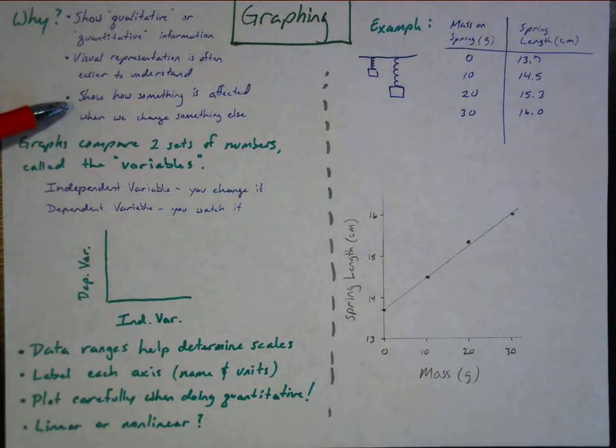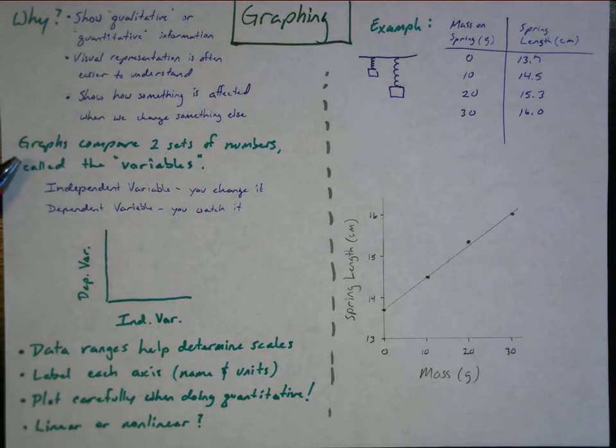Also, a graph allows you to show how something is affected when you change something else. In performing an experiment, you'll have something that you change. For example, you change the slope on a ramp as you roll an object down the ramp, and that change in the slope of the ramp might affect the acceleration of that object going down the ramp, and you can compare those two things. So it helps with experimentation and analyzing the data from the experiment.